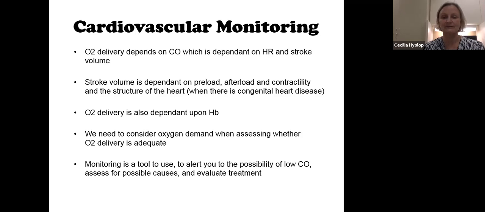So we need to consider oxygen demand when assessing whether oxygen delivery is adequate. We can have adequate delivery, but if we have a very high demand, then it may not be enough. So we monitor our patients, and our monitoring alerts us to the possibility of low cardiac output. It helps us to assess the possible causes and to evaluate any treatments that we've given the patient. So if we've started an epinephrine infusion, we have to examine our patient, examine the lactates, examine the mixed venous, to see if those interventions have actually made improvements and those values are returning to a better or normal level.